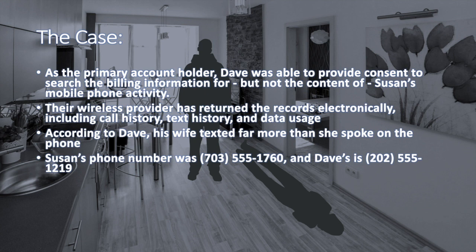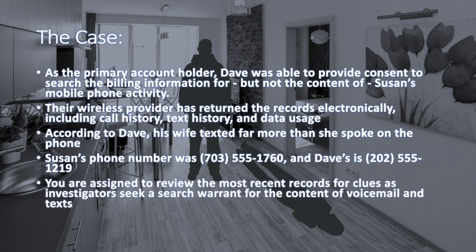Susan's phone number was 703-555-1760, and Dave's is 202-555-1219. You're assigned to review the most recent records for clues as investigators seek a search warrant for the content of the voicemail and the texts.